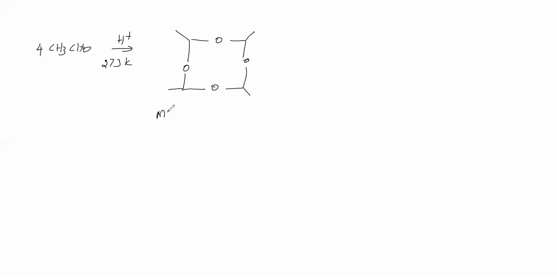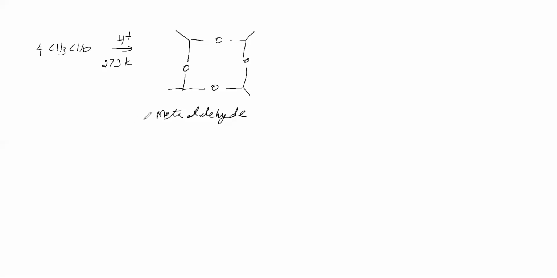Next, acetaldehyde in the presence of acid at 273 Kelvin. What we will get is metaldehyde. We are getting metaldehyde here. In the previous case we got paraldehyde by taking 3 acetaldehyde. Now we are getting metaldehyde by taking 4 acetaldehyde.